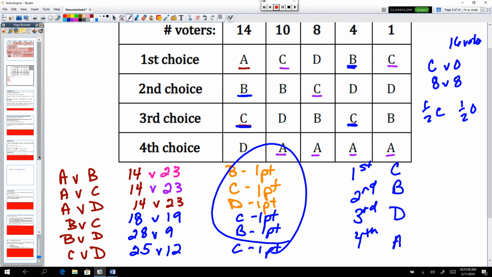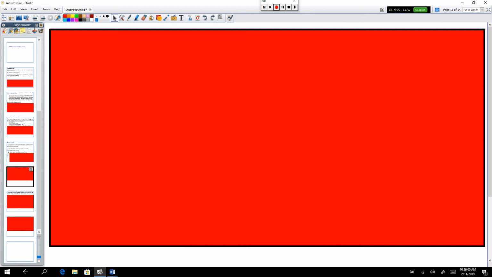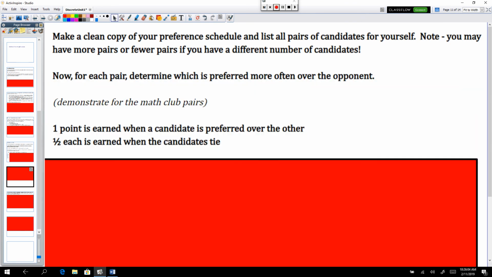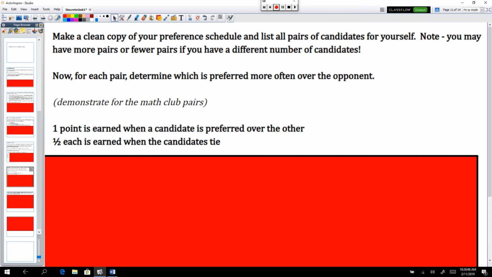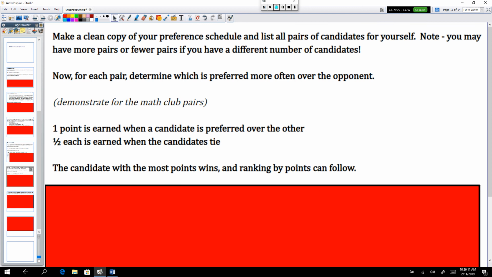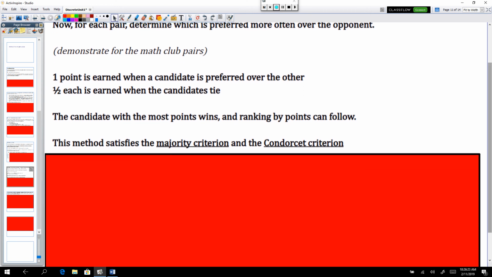So let me run through the written notes for that just to review. For each pair, we compare them. 1 point when a candidate is preferred over the other, 1/2 point when there's a tie. The candidate with the most points wins. This method satisfies both the majority criterion and the Condorcet criterion. There are other problems with it, we won't get into those details right now, but those two criteria are satisfied with the pairwise comparison method.